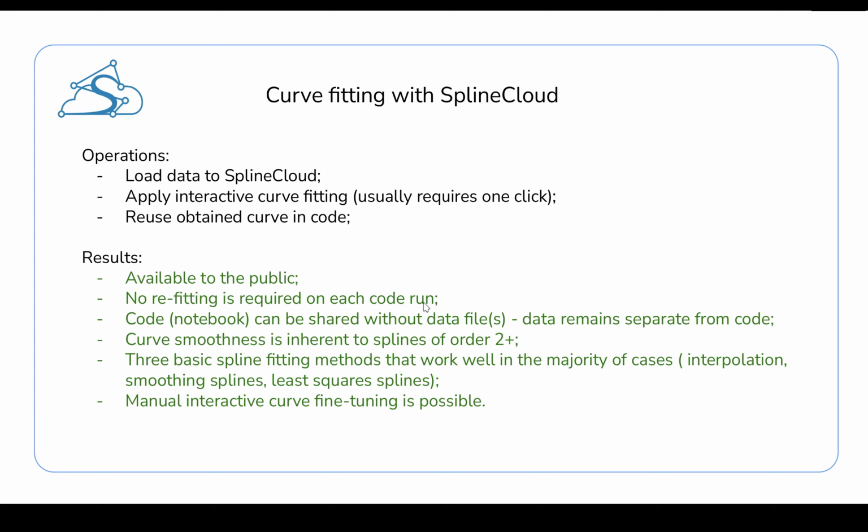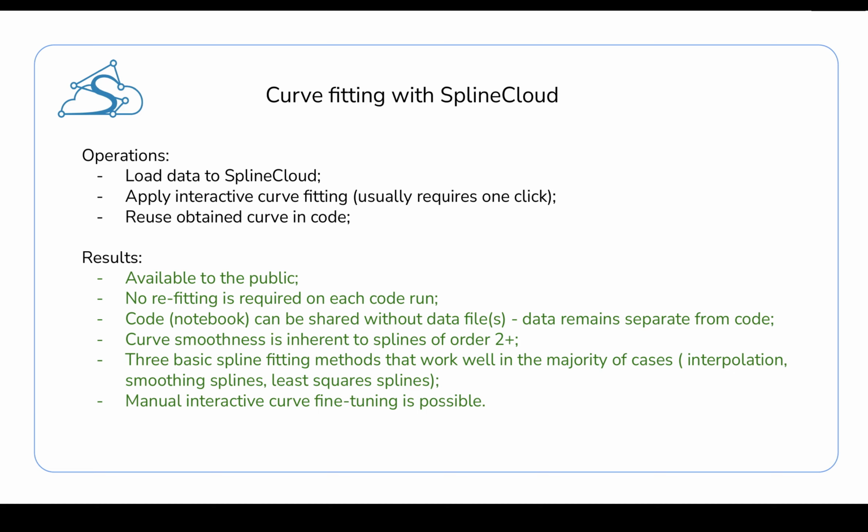Smoothness is inherent to all splines. You can go down to the order of 1 and you will have linear interpolation in the same manner. Probably I should have done that to compare, but anyway. By default you have the order of 3, which provides you with smooth splines. And SplineCloud provides you with 3 methods: interpolating splines, smoothing splines, and least square splines. So you have 3 strategies that you can use to find the best fit. In most cases, those are more than enough to find the best fit to your data.